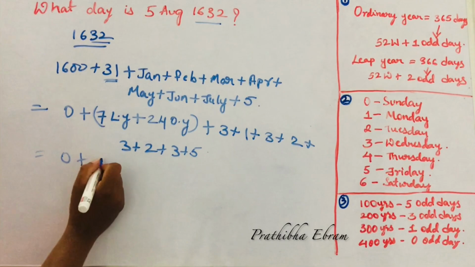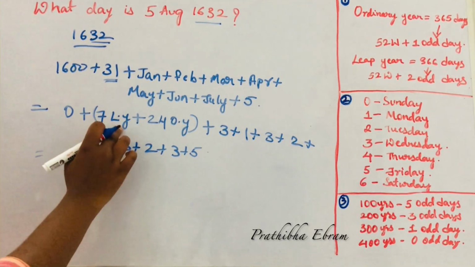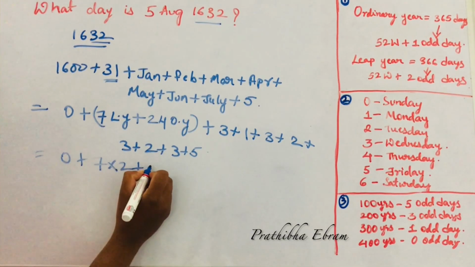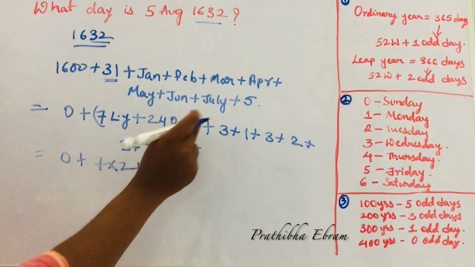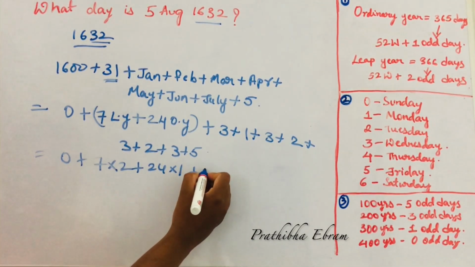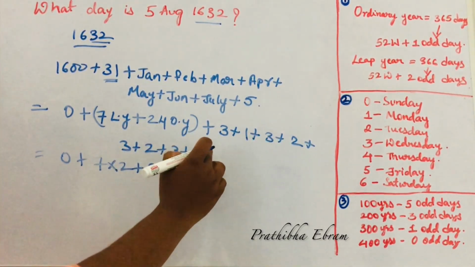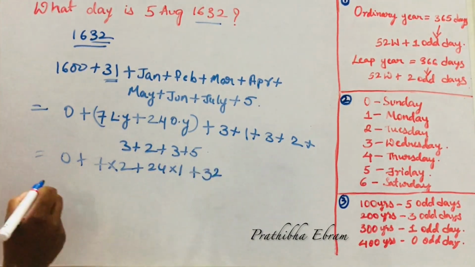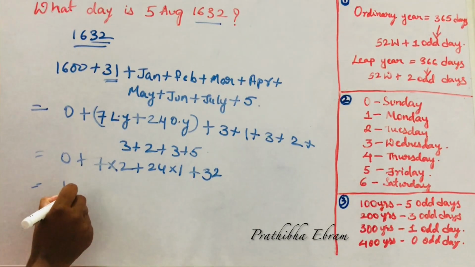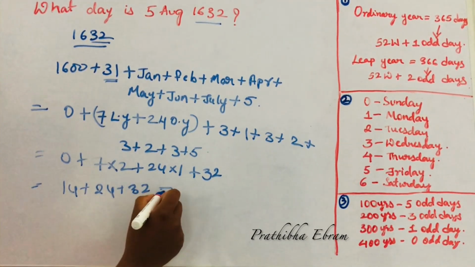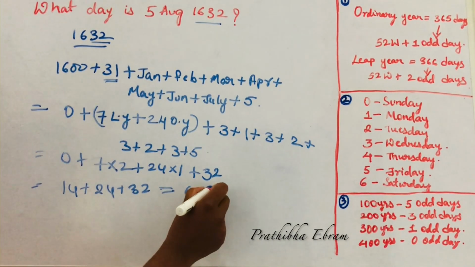Now 0 plus 7 into, in leap years you have 2 odd days, right? So 2 plus 24 into, in ordinary years you have 1 odd day. So 1 plus, now if you add all these, you will get 32. 7 2s are 14 plus 24 plus 32. Now you will have total 60 days.